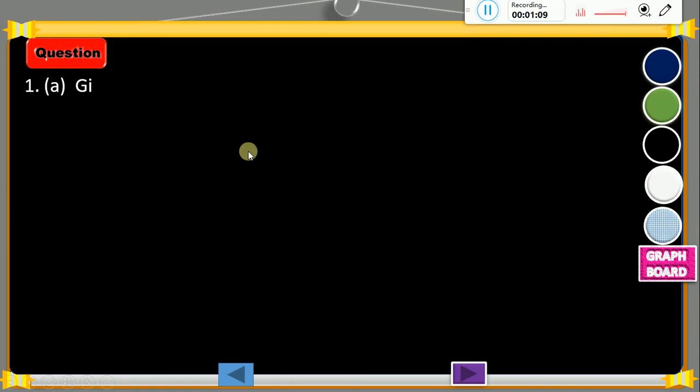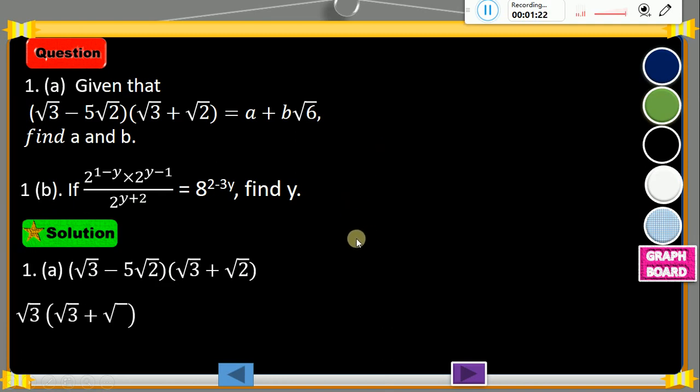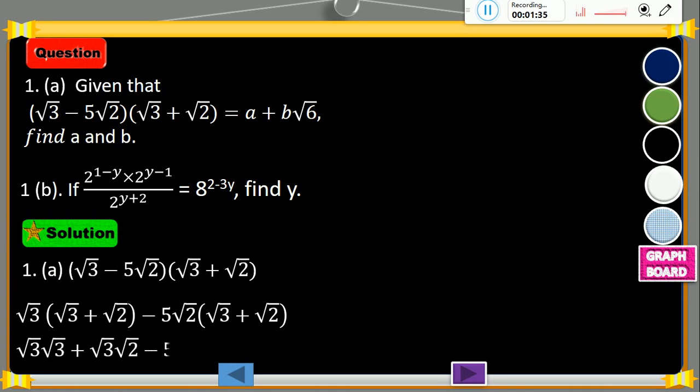Question number 1 is on surds, expansion of surds. Break up the first and attach to the second. Let's see how that can be done. Removing brackets.